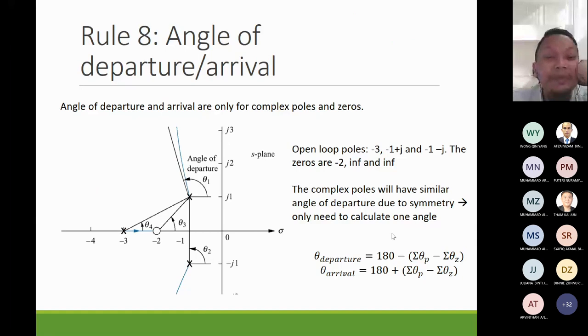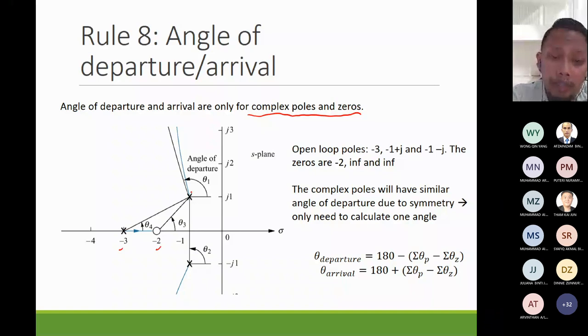Okay, so rule number 8 is about finding the angle of departure and arrival. Okay, so this rule number 8 only applies when you have a complex poles and zeros. So far, our poles and zeros are located on the real axis. Maksudnya the real number. Okay, minus 3, minus 2.